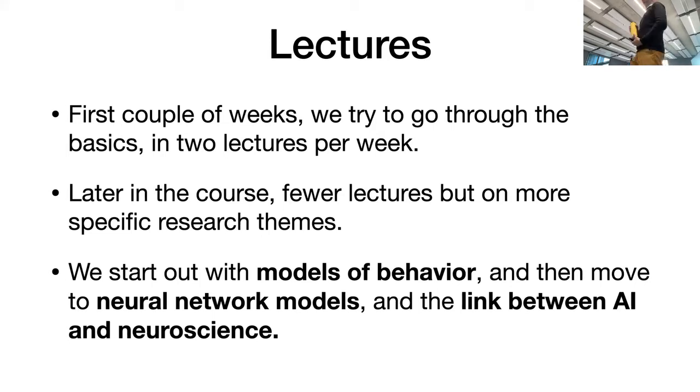Now, in terms of topics, what we're going to do is start out with models of behavior. Cognition, a very important part of that is just the behavior that we perform. So very basic models of explaining how people behave, simple actions, if you will. And then we'll move to neural network models that many of you will be intimately familiar with, and see how those are models of the brain and how the brain is a model of neural network models. How do these 2 different fields of AI and neuroscience interface? And that's really the goal.